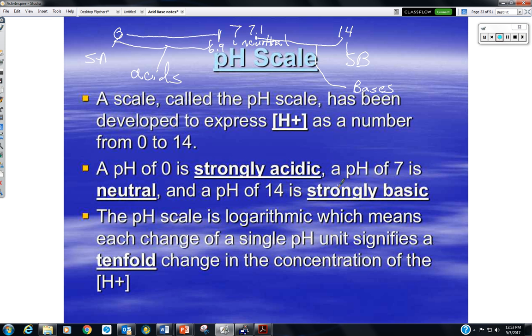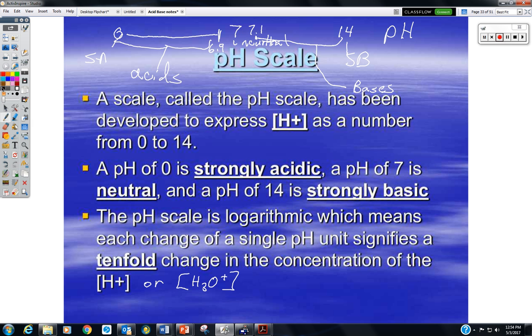Alright, this is the pH scale. pOH scale would be just flipped backwards. pOH is just the opposite. So the pH scale is logarithmic, which means each change of a single pH unit signifies a 10-fold change in the concentration of hydrogen. Or another way of saying this, a 10-fold change in the concentration of hydronium.